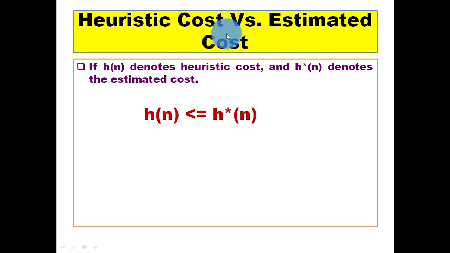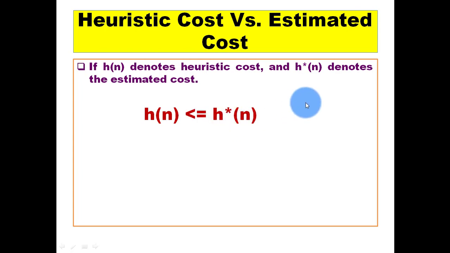Now, heuristic cost versus estimated cost. Say Hn denotes the heuristic cost, and H dash n or H star n denotes the estimated cost. Then Hn will be less than or equal to H star n. Hn always tries to find a better value or better solution towards the goal. So it will pick the best path among the given paths, and H star n is the estimated time taken to reach the goal from our current state. So obviously Hn will be less than or equal to H star n.